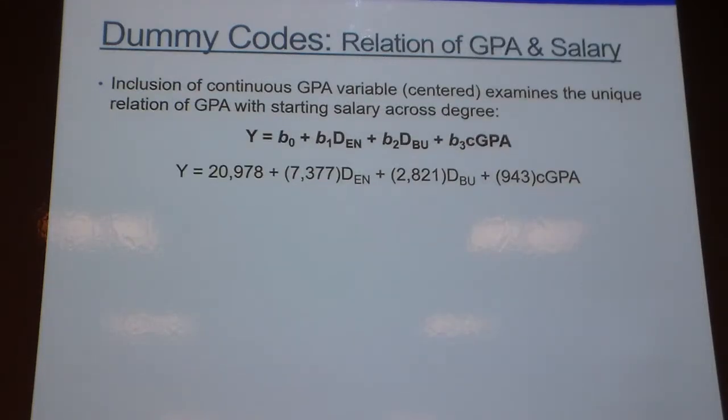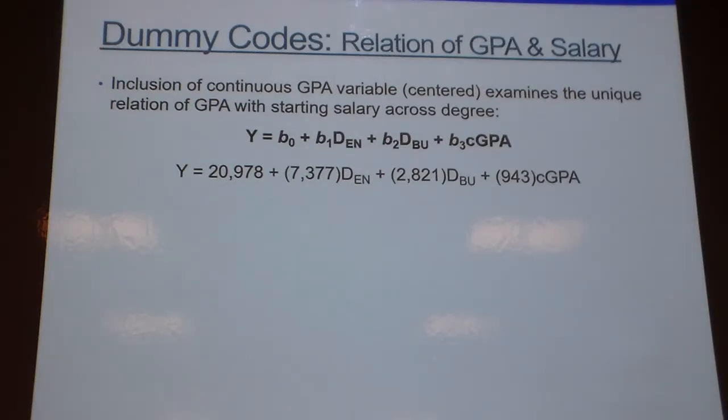Okay. But what happens now if we want to take a look at the relation of GPA to starting salary, accounting for degree, right? I want to look at the relation between GPA and starting salary, but I want to control for different types of degrees that we might have, right? In this case, what I might do is I still got my 2 dummy codes, but now I'm going to throw a centered GPA variable in there, right? Now we're doing something that we can't do in a straight ANOVA, okay?